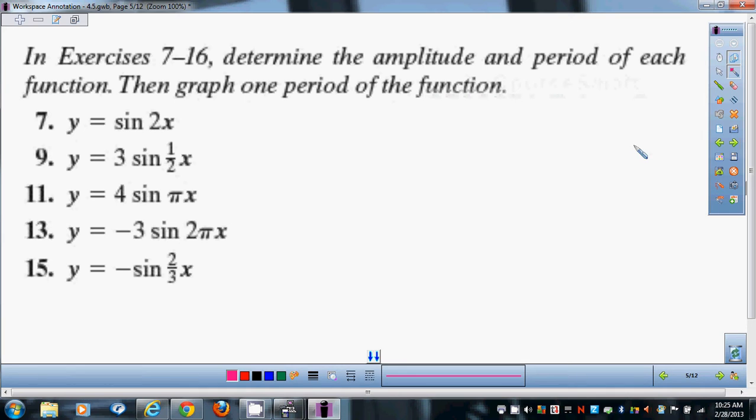What's the amplitude of number 7? Yeah, just 1. Chris, what about number 9? 3. Very good. Katie, what about number 11? 4. What about number 13? 3. There you go. And Justin, what about number 15? Very good. Questions about where we're getting the amplitudes?